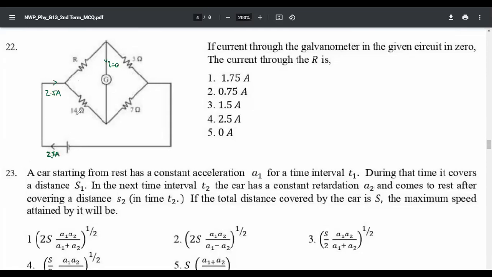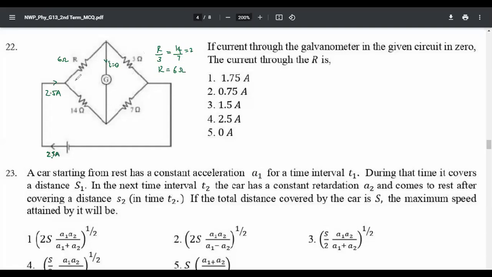Now, if the galvanometer reading is 0, guys, we can write this R by 3 is equal to 14 by 7. Wheatstone bridge. This ratio should be equal to this ratio. Then only the current through galvanometer will be 0. So you first can find the value of R, and that will be, I think, 6. 14 by 7 is 2. So 2 into 3 is 6 ohms. R is 6 ohms. Now you have 6 ohm here, 9 ohm here, 14 ohm here, 7 ohm here.